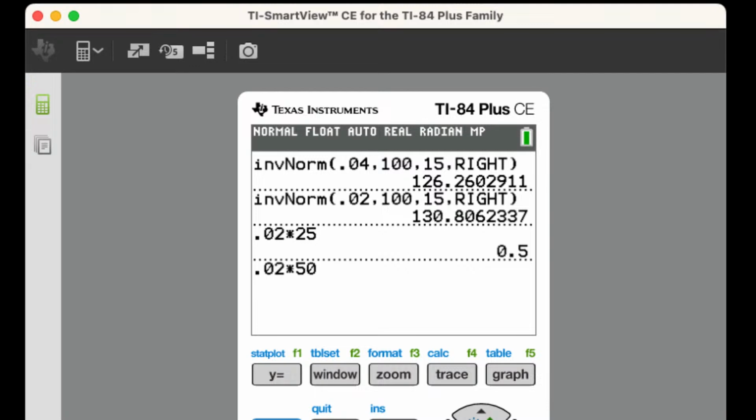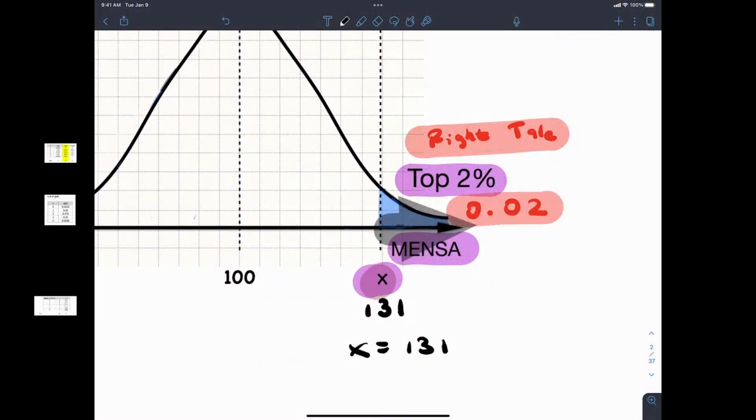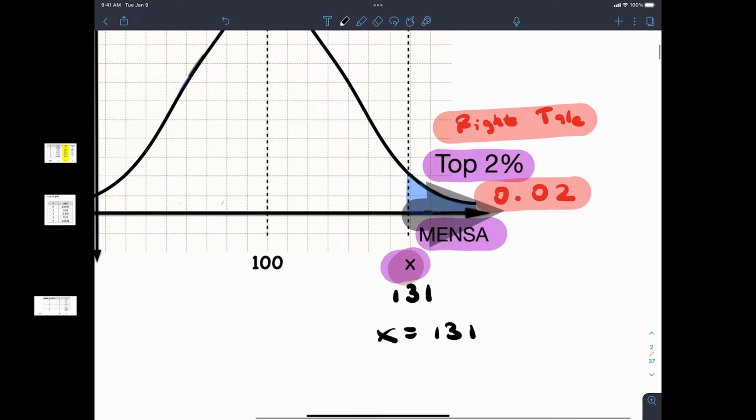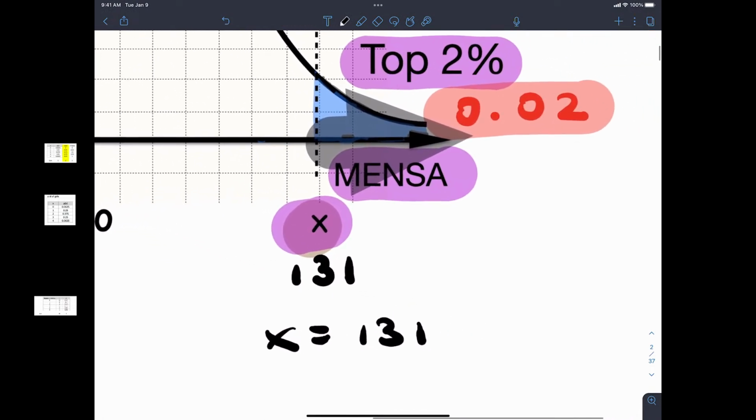You know what that means? There was somebody who had an IQ that was what? One person had an IQ that was above... Because Mensa is in the top 2%. We just found it. It's right here. You have an IQ that's what? No, top 2% was 131.